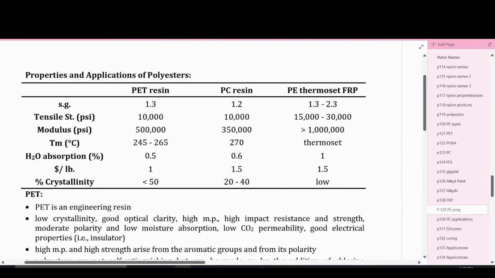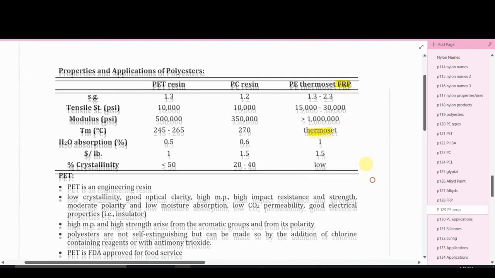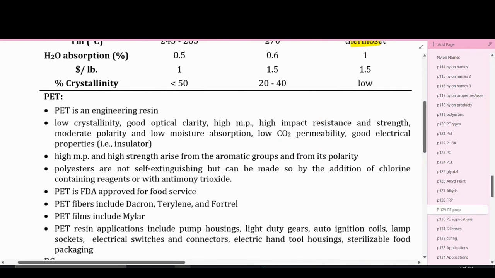So polycarbonate's not surprisingly denser than water, like all the non-hydrocarbon polymers. They're quite strong and in fact quite stiff. FRP means fiberglass reinforced plastic, and so they're going to be stronger and stiffer. And these will be thermosets, so they wouldn't have a melting point listed here. The water absorption is moderate to low. The price is a little higher than polyolefins like polyethylene, polypropylene, PVC, and the crystallinity is, well, medium-ish. All right, so first of all, polyethylene terephthalate.